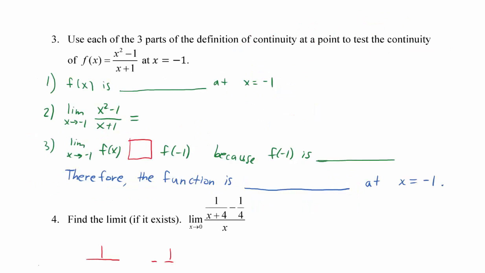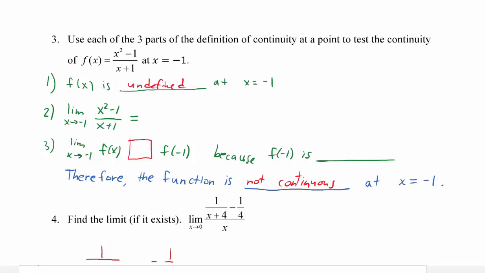Part 3, use the 3-part definition of continuity at a point to test the continuity of the function x squared minus 1 over x plus 1 at x equals negative 1. First of all, is our function defined at -1? The answer is no, it is undefined there, which already means the function is not continuous at that point. I'm going to go through the rest of it just for fun.